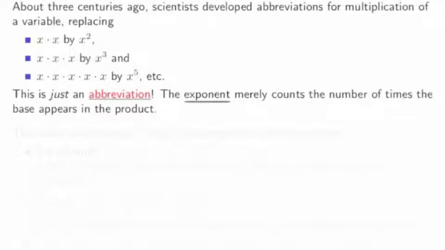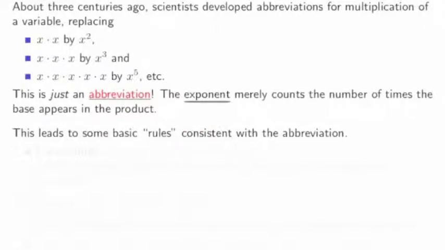About 3 centuries ago, scientists developed abbreviations for multiplication of a variable, replacing x times x by x squared, x times x times x by x cubed, x times x times x times x times x by x to the fifth, and so on. This is just an abbreviation. The exponent merely counts the number of times the base x appears in the product. This leads to some basic rules consistent with the abbreviation.